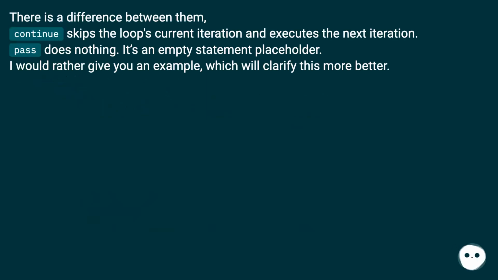There is a difference between them. Continue skips the loop's current iteration and executes the next iteration. Pass does nothing. It's an empty statement placeholder. I would rather give you an example, which will clarify this better.